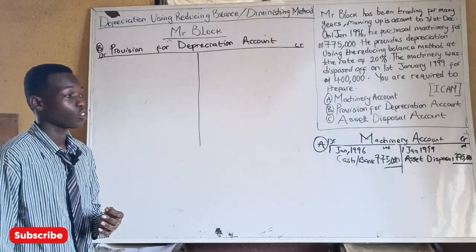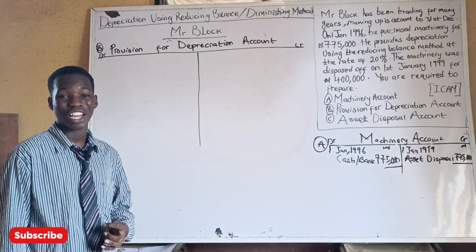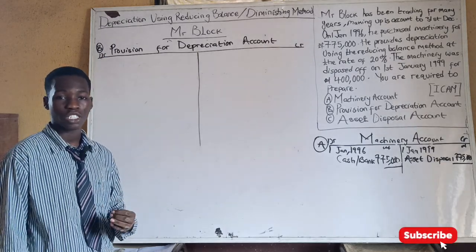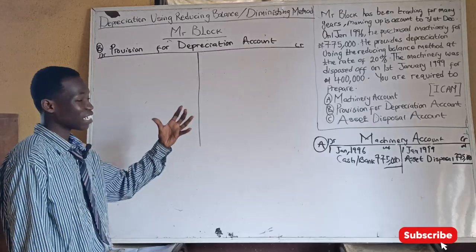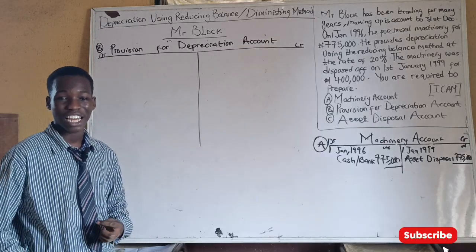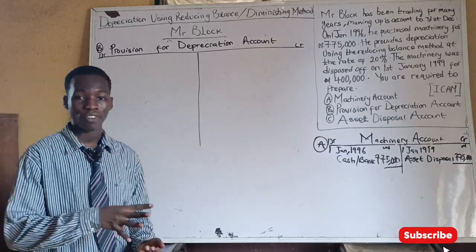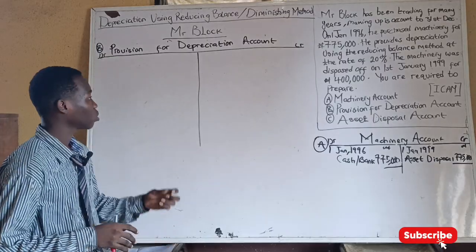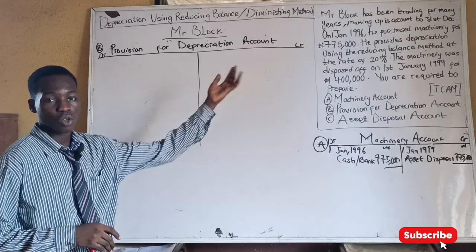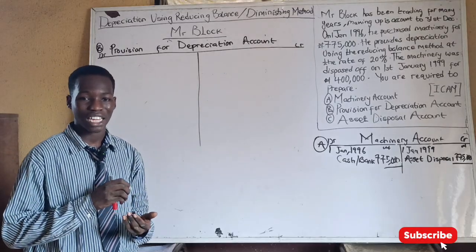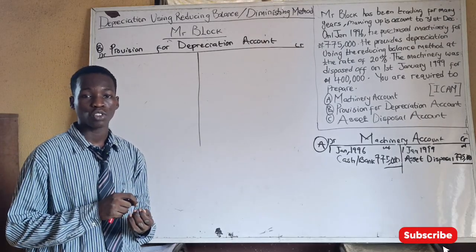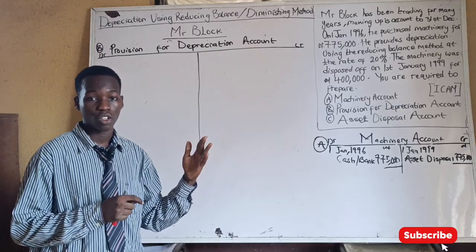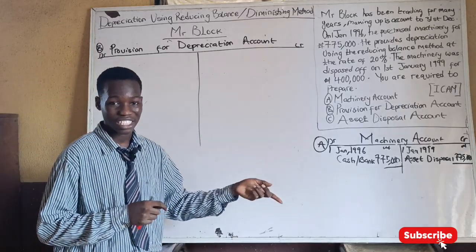The next part is the provision for depreciation account. Now, one thing you should note is that the provision for depreciation account has a credit balance because it is an income account. So we are providing money for depreciation. Do you get it now? So at the credit side, we are going to start with the amount charged as depreciation for the first year, which is 31st December 1996.